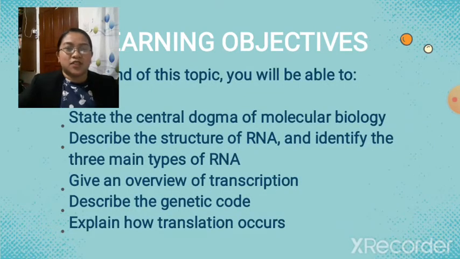At the end of this topic, you will be able to state the central dogma of molecular biology. Second, describe the structure of RNA and identify the three main types of RNA. Third, give an overview of transcription. Fourth, describe the genetic code. And lastly, explain how translation occurs.